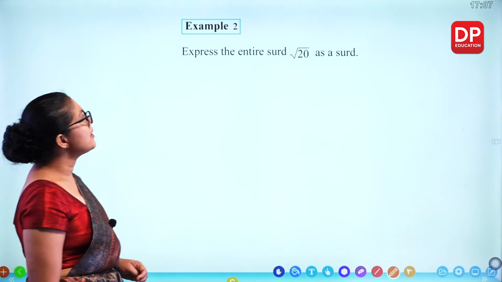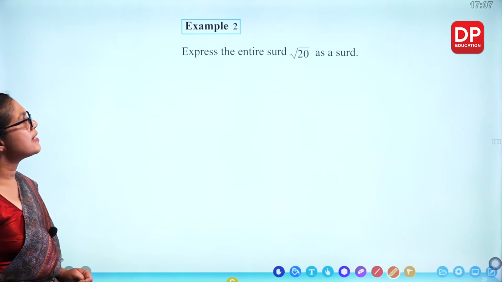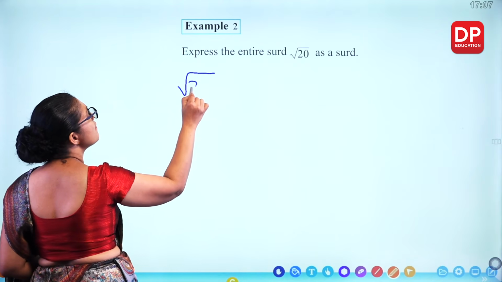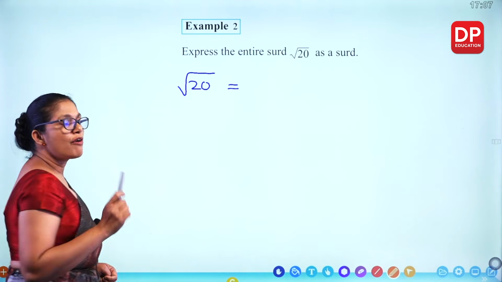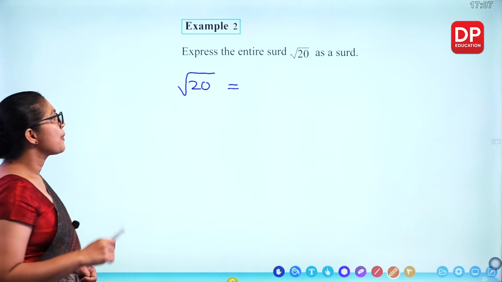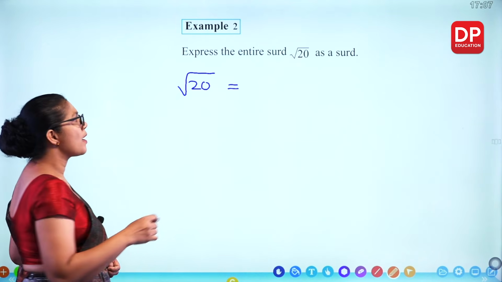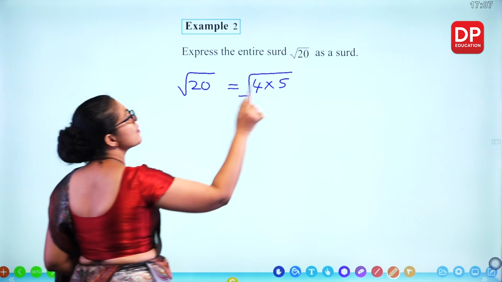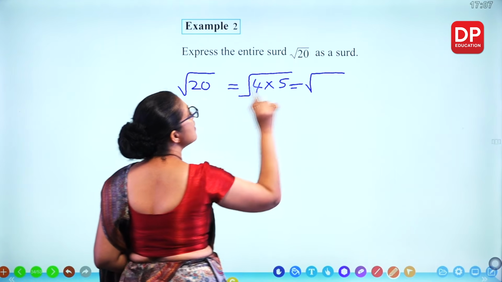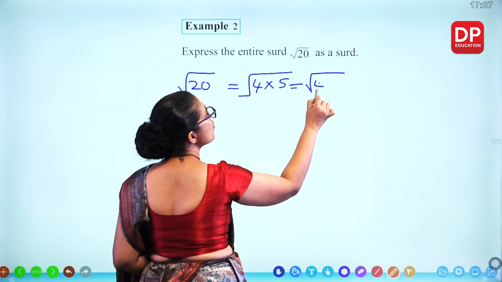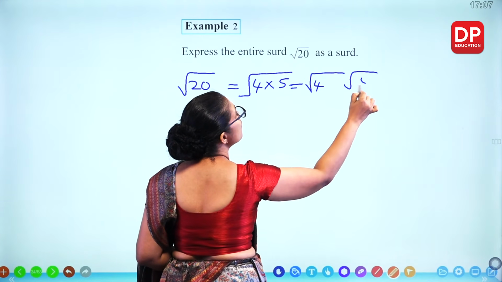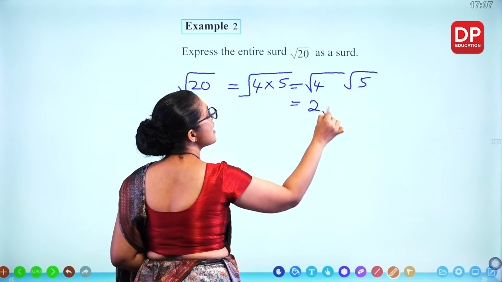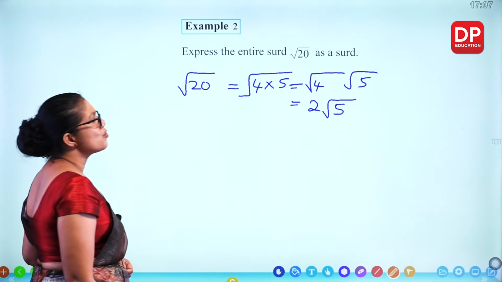When you look at example number 2, you're asked to express the entire surd as a surd. So this is the entire surd given. So what you do? You write down as a square number. 20, how can you write as a square number? I can write as 4 times 5. So then I can write separately square root of 4 and square root of 5. So what is square root of 4? I get 2. So what's the answer? 2 root 5.